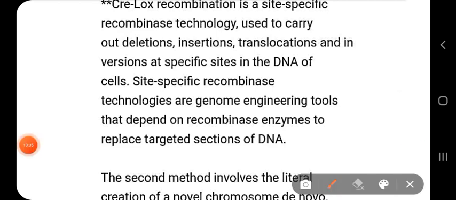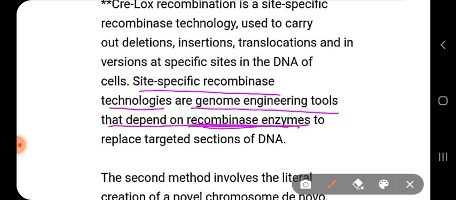Now, site-specific recombination is done through recombinase enzymes. Site-specific recombinase technologies are genome editing tools that depend on recombinase enzymes, which are specifically used to replace target sections of the DNA. So the first method is very simple. We have to isolate our natural normal chromosome from a particular cell, not from the host, and we are creating the human artificial chromosome from a natural normal cell. We then remove the unessential segments from that chromosome.